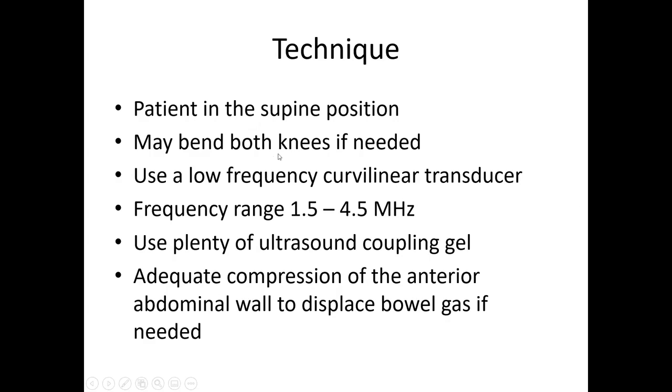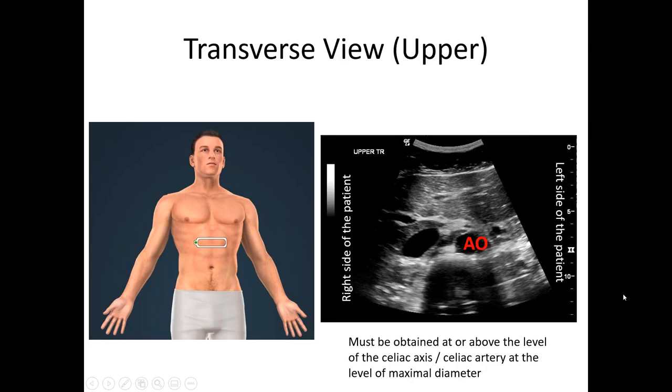Patient supine position, can bend the knees, that will help relax the abdominal wall and be able to press down, and also you can compress and wash the bowel gas to move to the side to be able to get a nice clear view. So there are 6 views that are required at the minimum.